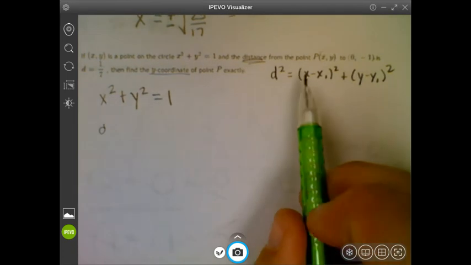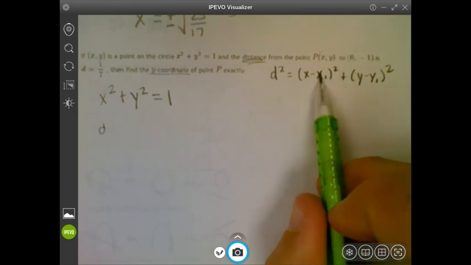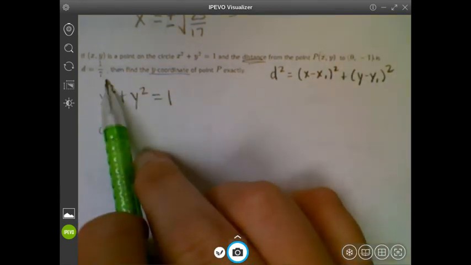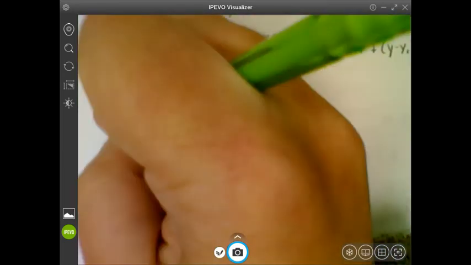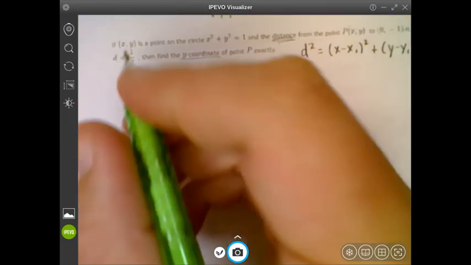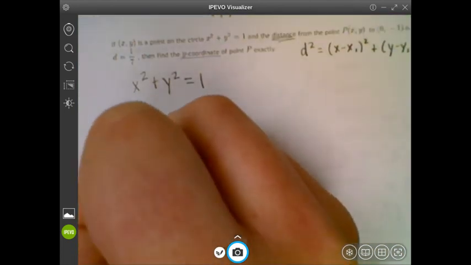We don't know x and we don't know y, but we can use this point as our x1 and our y1, and then we'll use 1 over 7 as our distance there. So let's set this up. Distance squared would be 1 over 7 squared, and 1 over 7 squared is 1 over 49.